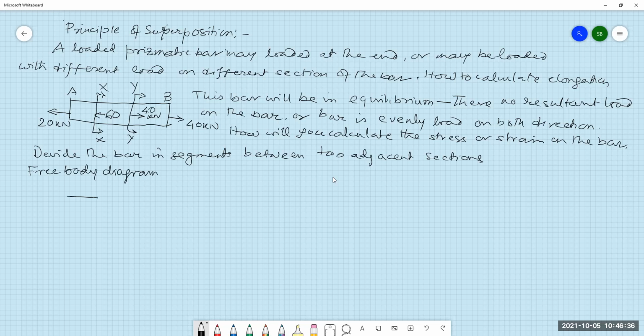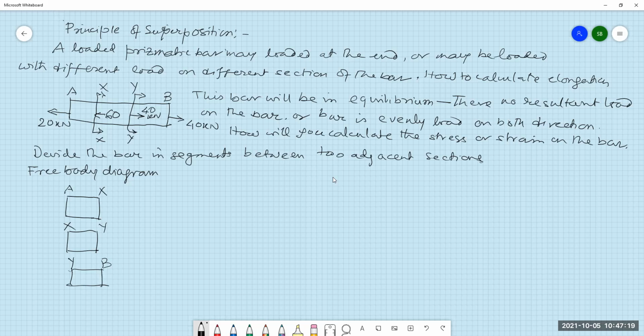Like this. Means this is A to X, X to Y, Y to B. And we have to put the respective load over it. And free body diagram, you mean it is an imaginary diagram. It does not exist. And you can put load over this free body diagram as per a concrete logic. And you cannot create or subtract any load on it.